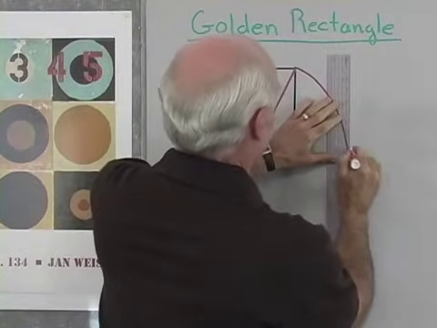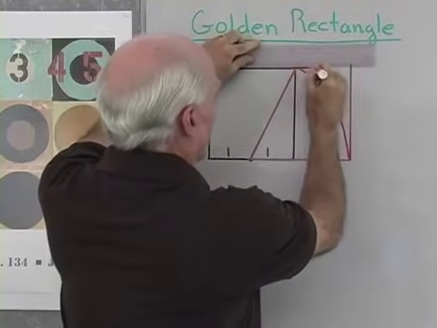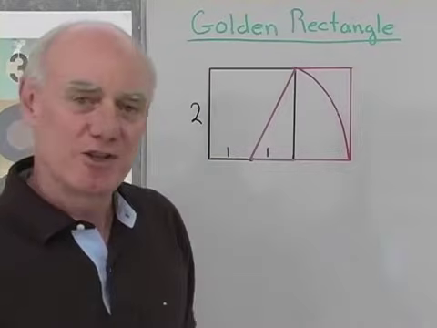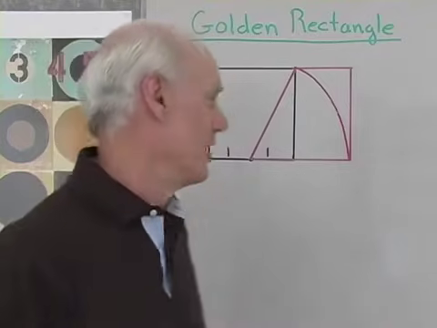Let me see if I can just quickly draw it in right here. There's my golden rectangle. And so what I want to do is find the ratio of the length to width in the golden rectangle, because in mathematics that's a very special number.